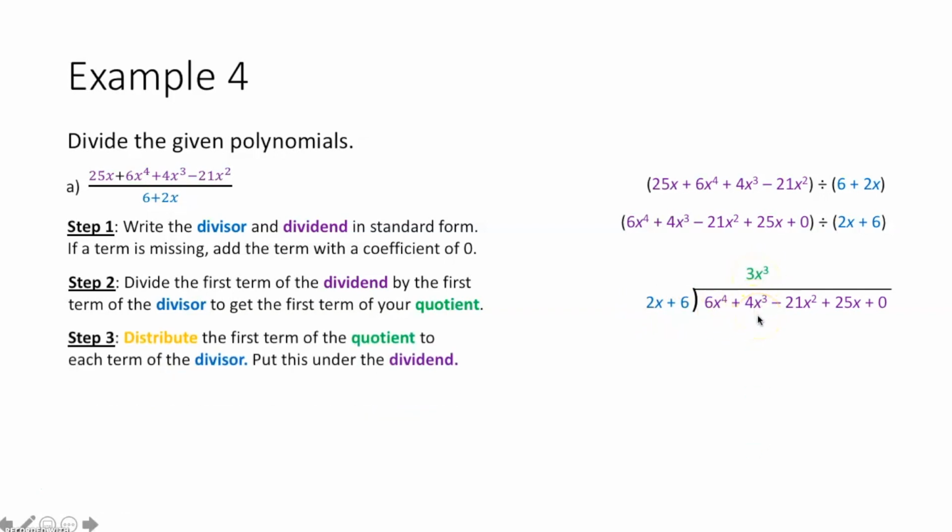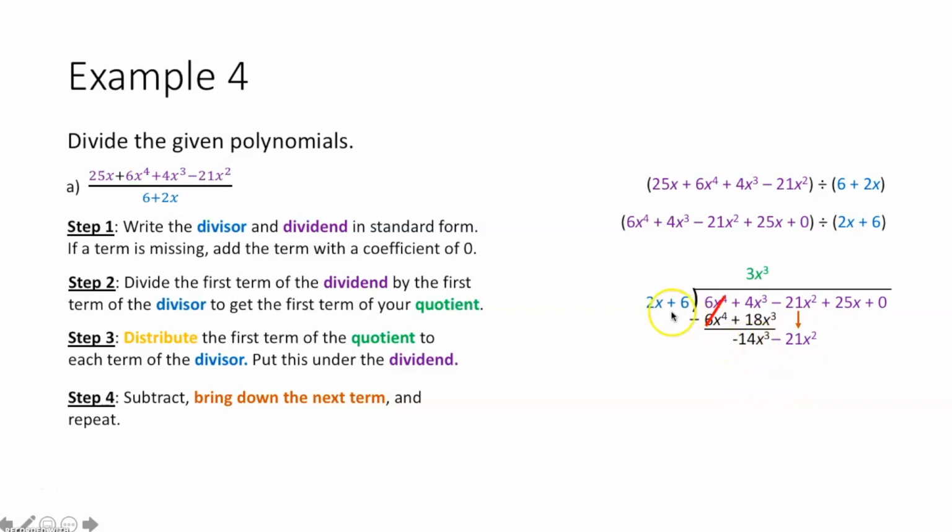We then take that and we distribute it to the 2x and to the 6. So 3x cubed times 2x is going to be 6x to the 4th. That's why we did it. So these two are the same. Then we take the 3x cubed, multiply it to the 6, and you get 18x cubed. We then subtract 6x to the 4th minus 6x to the 4th. Those cancel each other out. And then 4x cubed minus 18x cubed is going to be negative 14x cubed. We then take that negative 21x squared, drop it down, and we repeat.